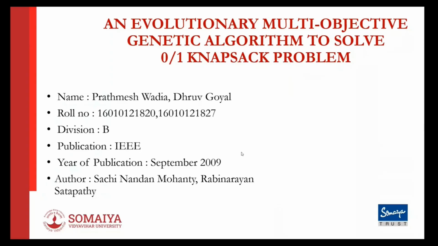The title of our research paper is "An Evolutionary Multi-Objective Genetic Algorithm to Solve 0-1 Knapsack Problem." This research paper was published by the IEEE in the year 2009 by the authors Mr. Sachi Nandan Mohanty and Mr. Rabinarayan Satapathy.